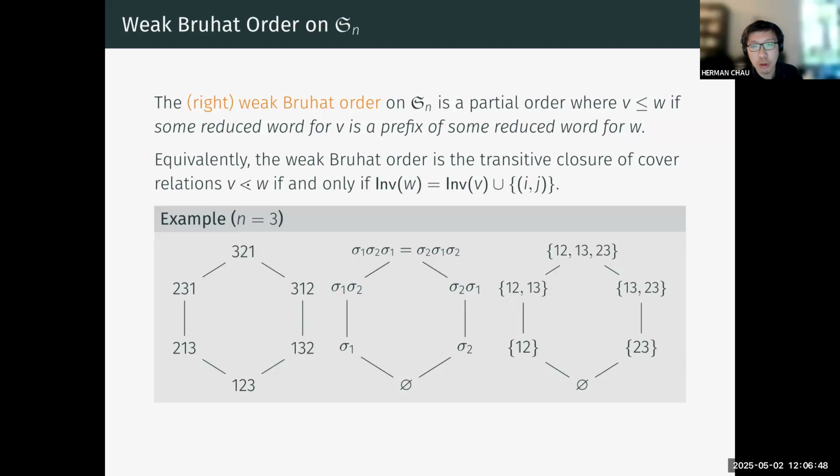The topmost permutation, 3, 2, 1, has all the possible inversions. And you can see that at each step, each adjacent transposition we multiply onto it increases the inversion set by throwing in one new inversion.